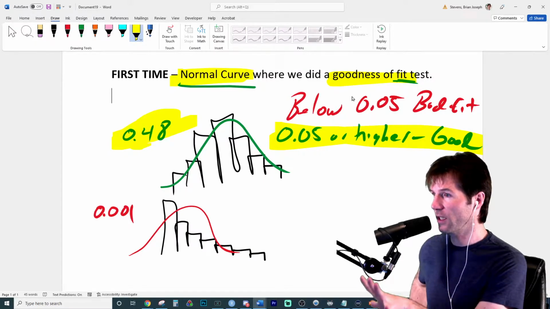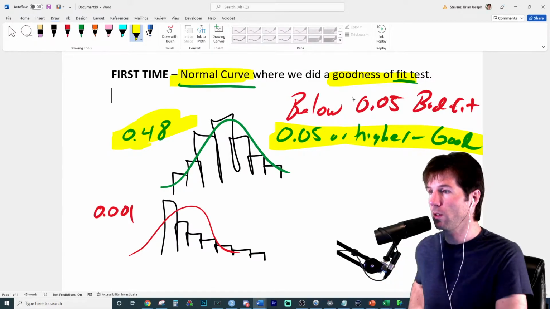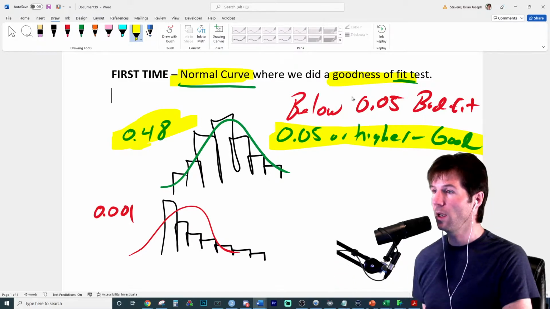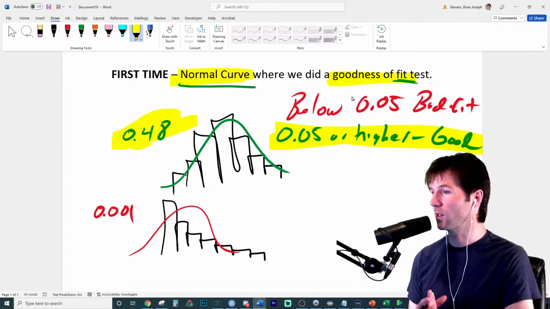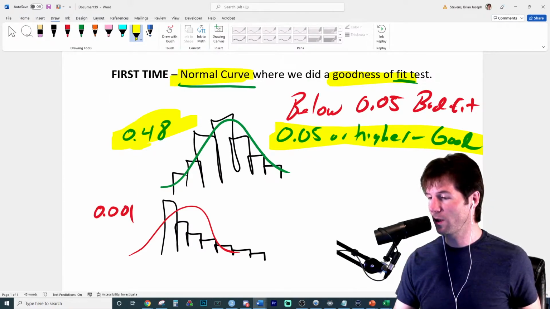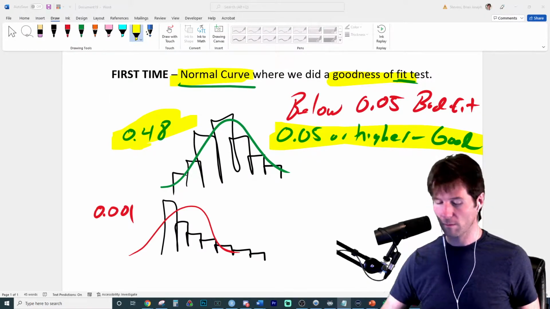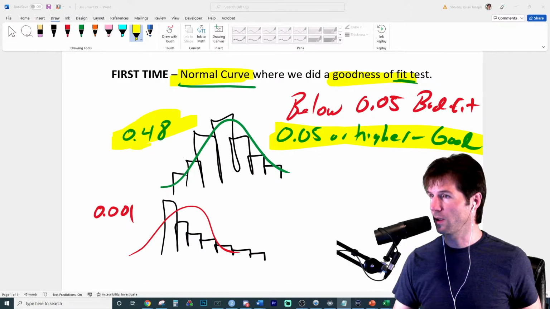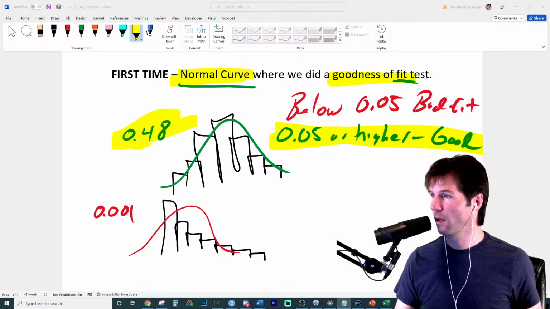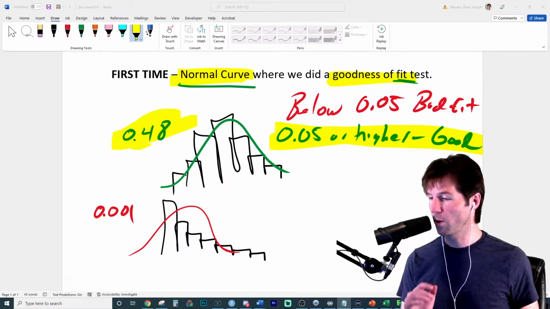And what does the goodness of fit test look at? The goodness of fit test only looks at what? This is the first time we looked at it. This is p-values for the goodness of fit test. And then putting a second note right here because we're about to do the second topic, correlation. It looks at the normal curve and asks, is the normal curve a good fit?